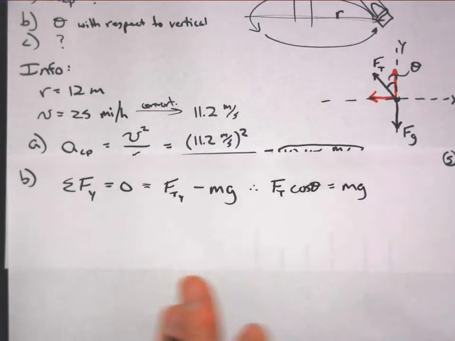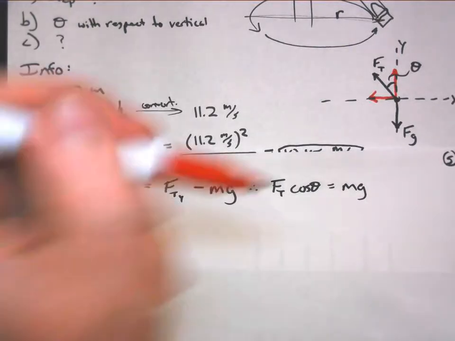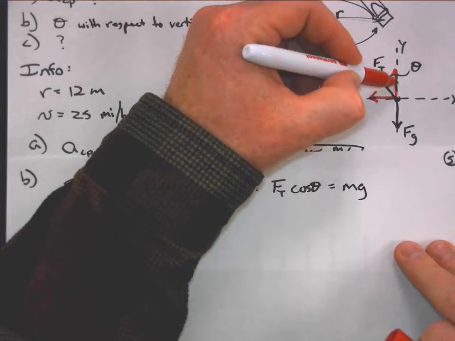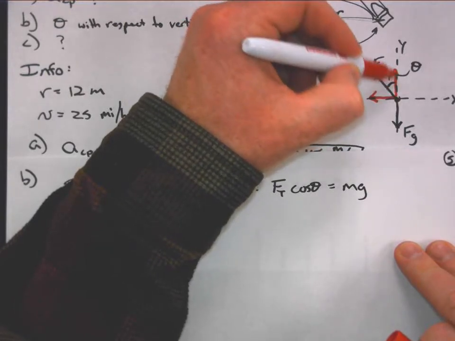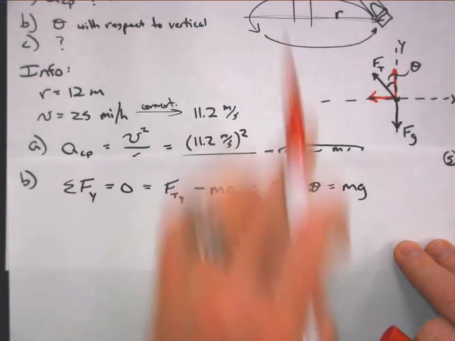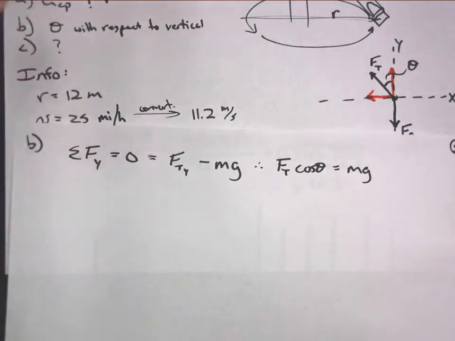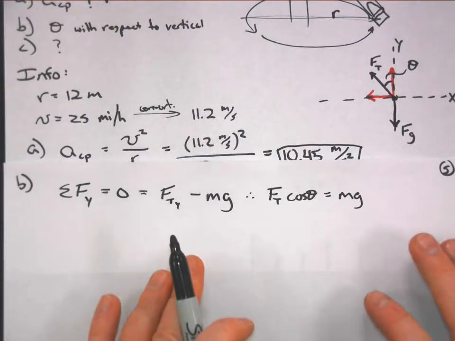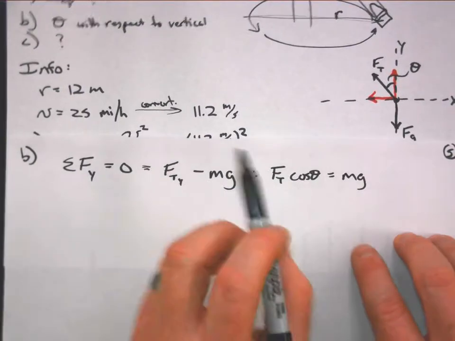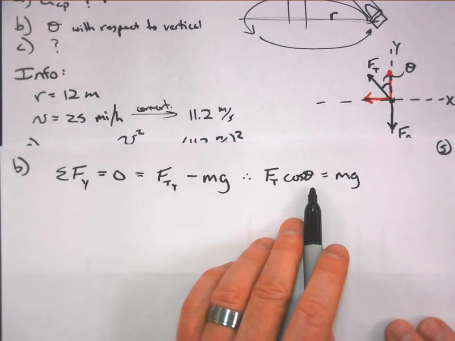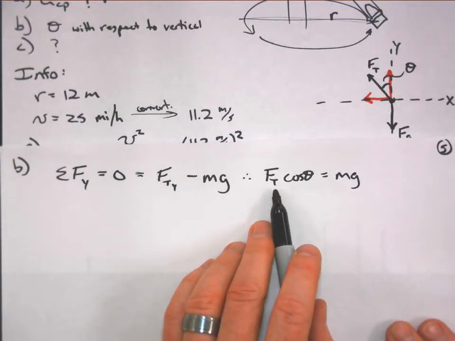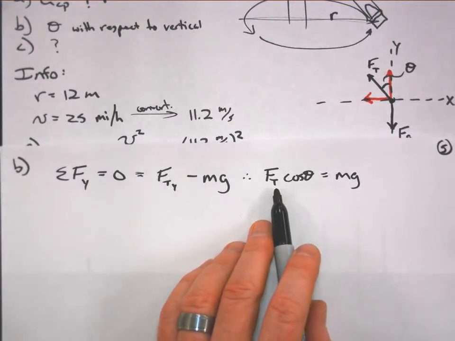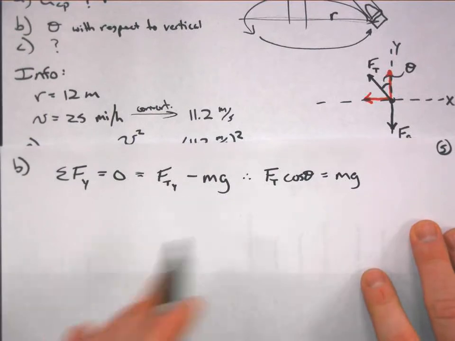And I chose cosine because if I look at the way this triangle is drawn, right, this is the component of tension that I'm looking for, and it happens to be adjacent to theta. So adjacent means cosine. So there's no confusion there. But I have an issue, and the issue is that angle theta is an unknown, but so is Ft, force of tension. I have two unknowns here. So at this moment I cannot solve.